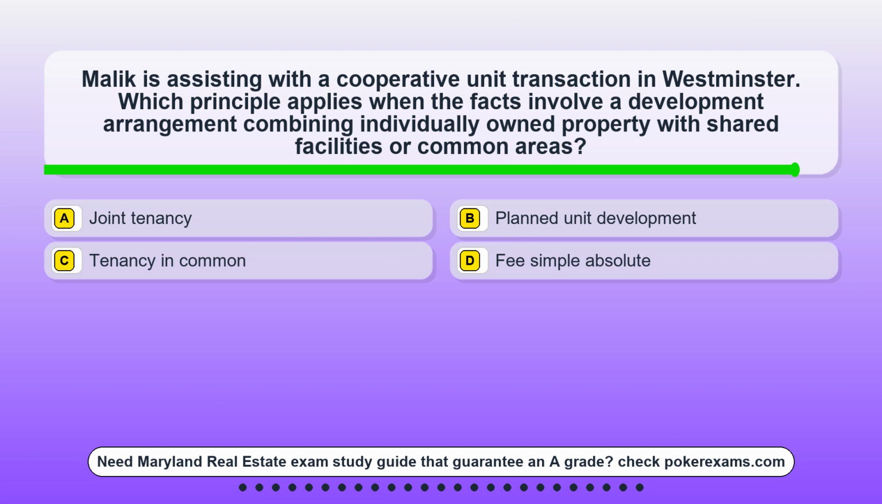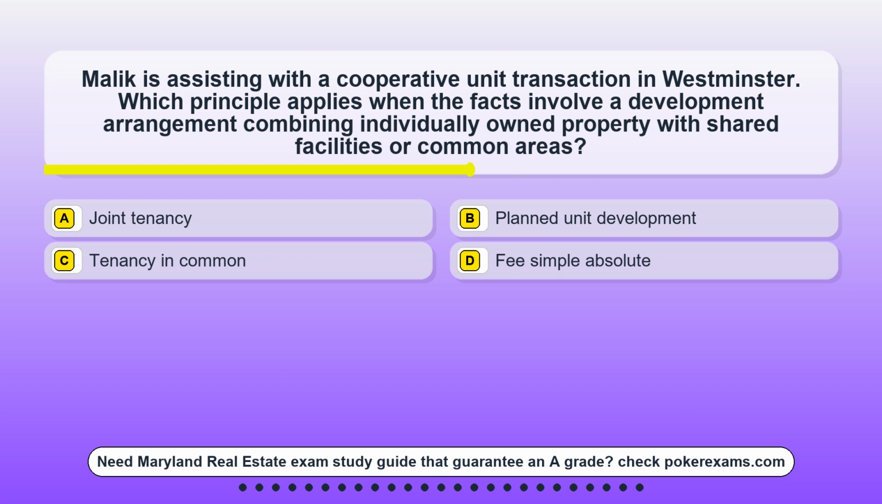Question 16. Malik is assisting with a cooperative unit transaction in Westminster. Which principle applies when the facts involve a development arrangement combining individually owned property with shared facilities or common areas? Option A, joint tenancy. Option B, planned unit development. Option C, tenancy in common. Option D, fee simple absolute.